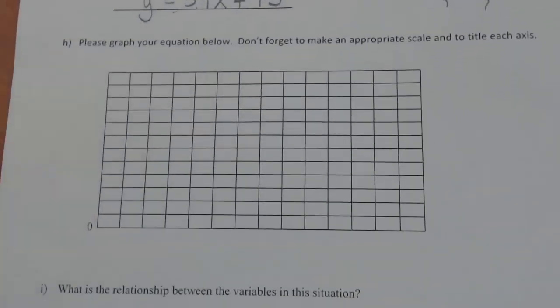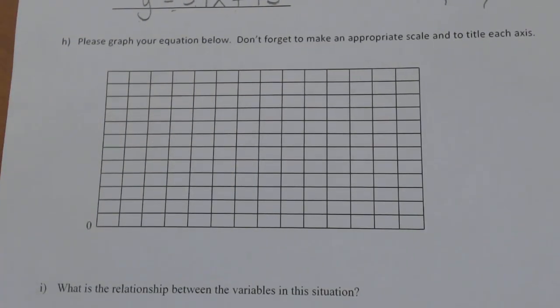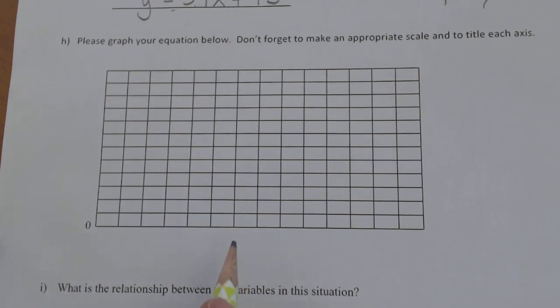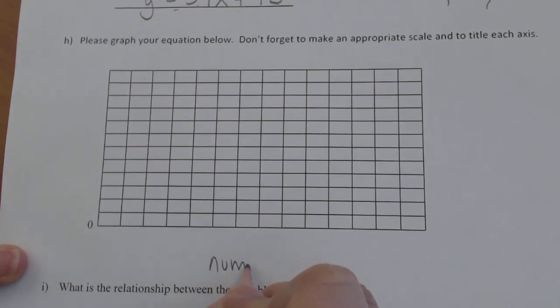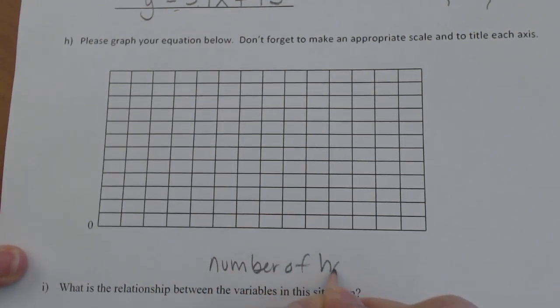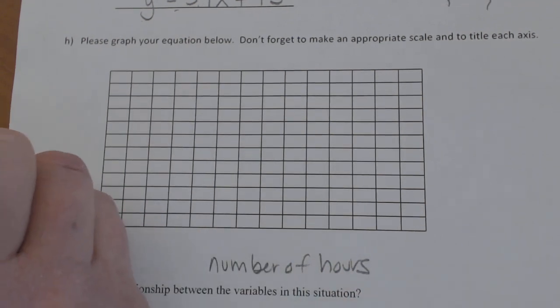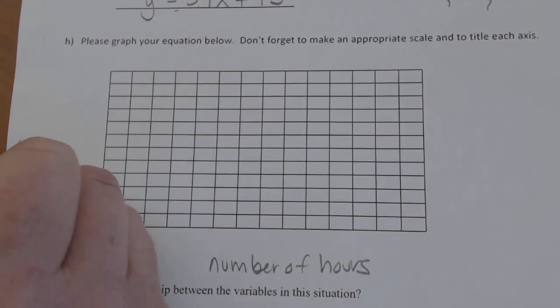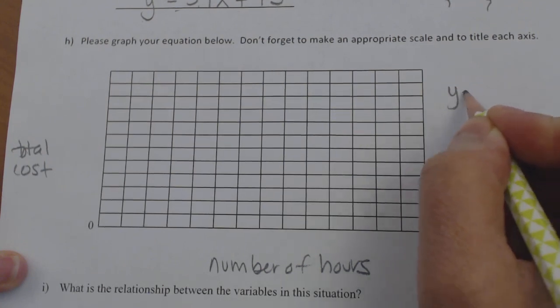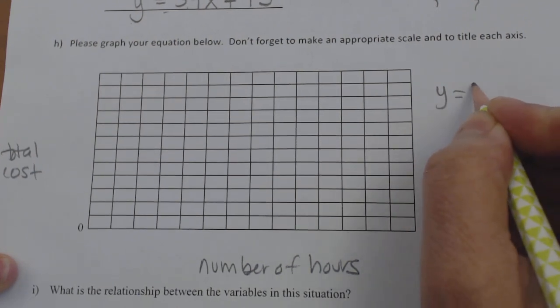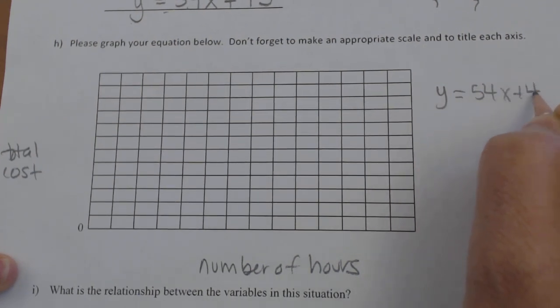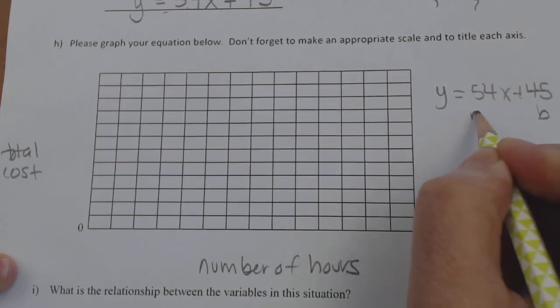Next, part H. I should have set up the labels and everything. Sorry, this video is going to be a little bit longer. Please graph your equation. Don't forget to make an appropriate scale and title each axis. So this is going to be number of hours down here and over here will be total cost. And on the side, I'm going to write my equation, y equals 54x plus 45. And in my equation, this is my b and this is my m.